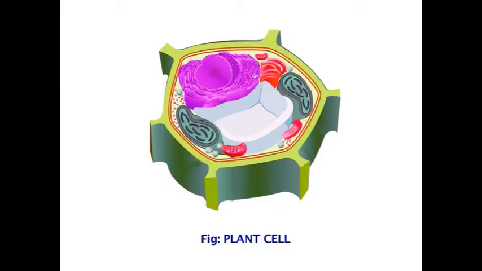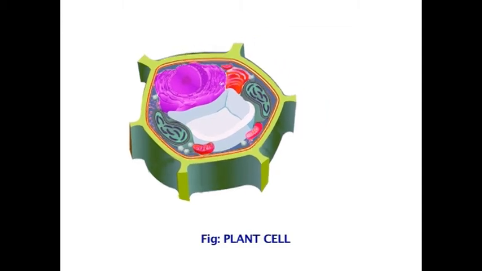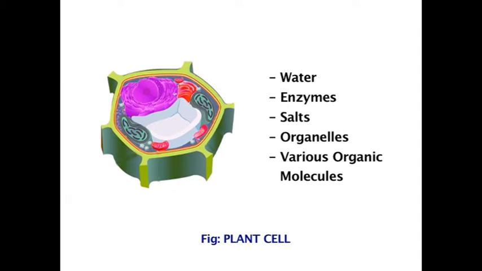The next part is the cytoplasm. Cytoplasm in plant cell consists of a gel-like fluid matrix surrounded by the cell membrane and contains water, enzymes, salts, organelles, and various organic molecules. The next feature is the cytoskeleton. A network of fibers representing the cytoskeleton is present throughout the cytoplasm of plant cells, and it helps in maintaining the shape of cell and gives support to the cell.